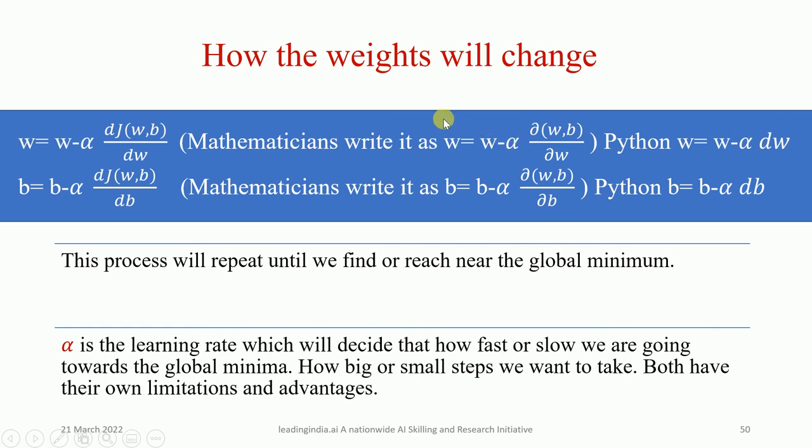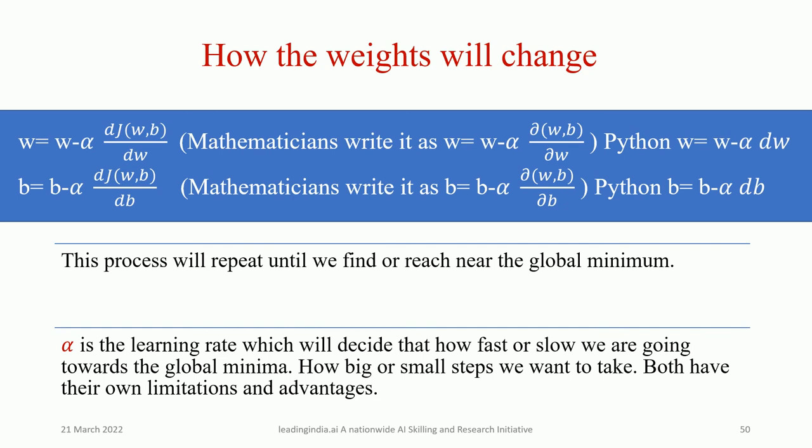We mathematically write it in this manner. So W is equal to W minus alpha times the partial derivative of the loss with respect to W and B, right? So this weight updation and bias updation is the process which we do in every epoch to reach the global minima, where alpha is actually a learning rate, which we will decide, which decides how fast or slow we are going towards the global minima.